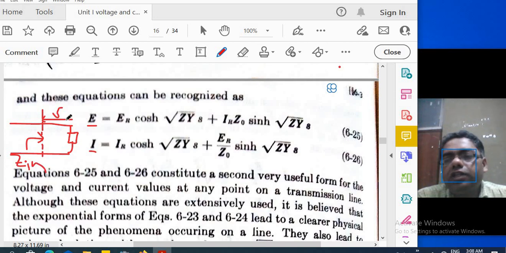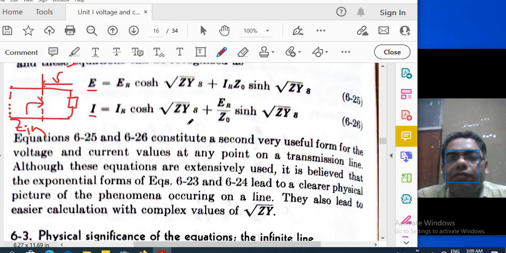Now, if the distance is the total length of the transmission line, suppose the total length is L, then if I put s equal to L, I will get the input impedance at the source end, because this is the end of the transmission line. Here the transmission line comes to an end, and here I have a source. So at the source end, that is Zs.